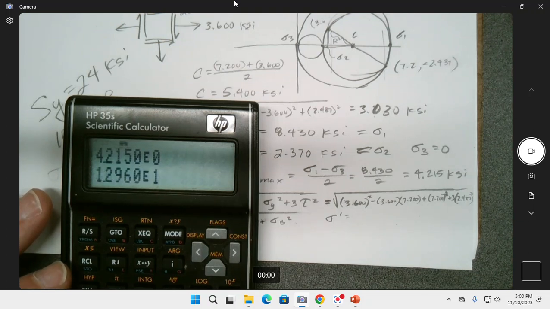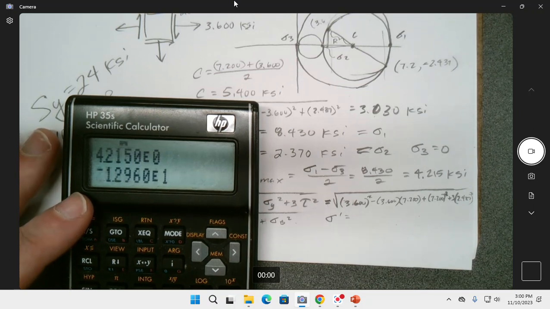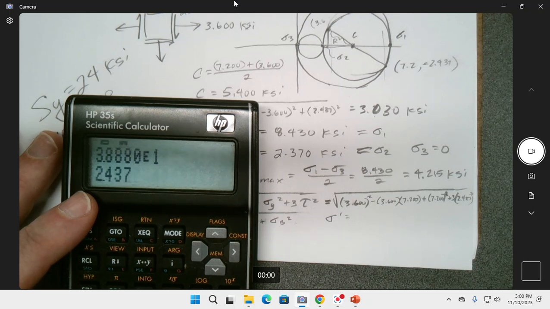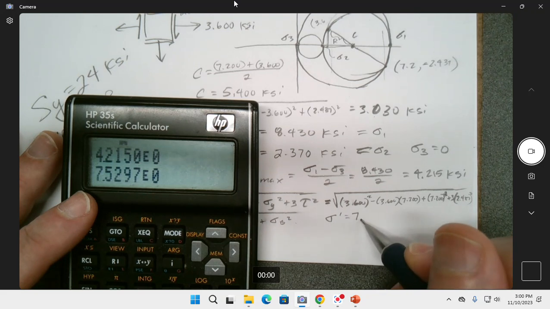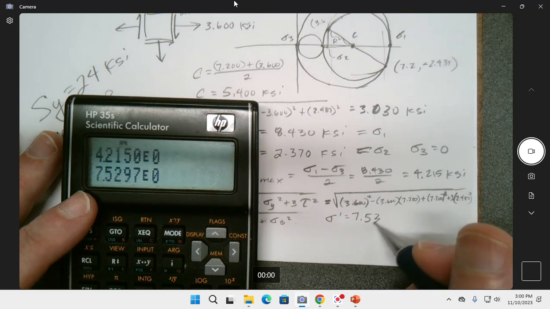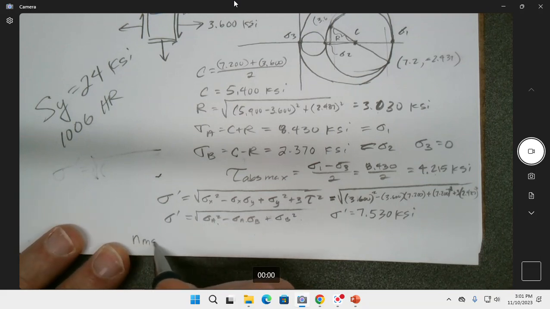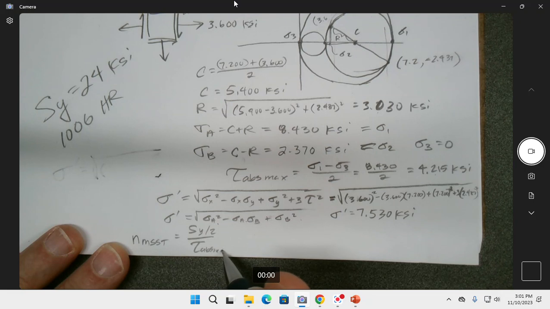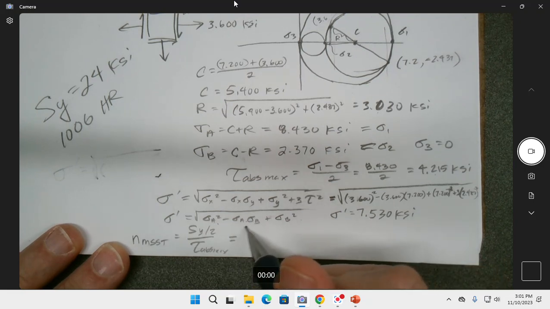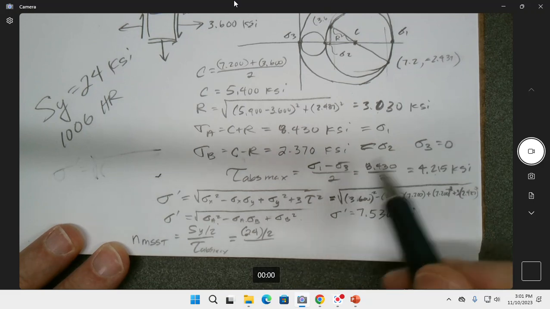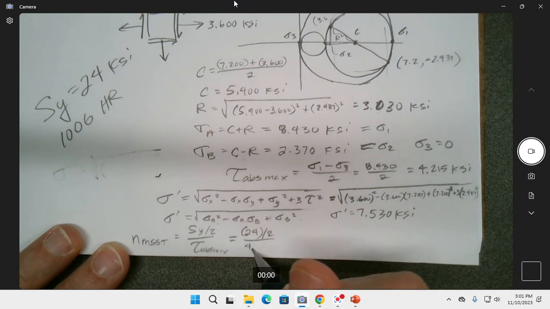So 3.6 squared, 3.6 times 7.2 subtracted, then 7.2 squared added, then 2.437 squared times 3 added, and then take the square root, and you get 7.5, let's shoot, 30 KSI. So the safety factor, by maximum shear stress theory, is Sy over 2 divided by tau abs max. And we're left with 24 divided by 2 divided by 4.215.